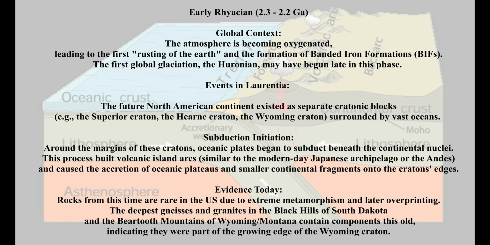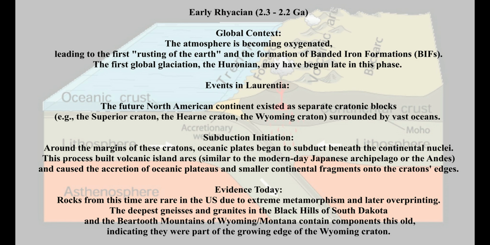Early Rhyacian, 2.3 to 2.2 Ga. Global context. The atmosphere is becoming oxygenated, leading to the first rusting of the Earth and the formation of banded iron formations, BIFs. The first global glaciation, the Huronian, may have begun late in this phase.